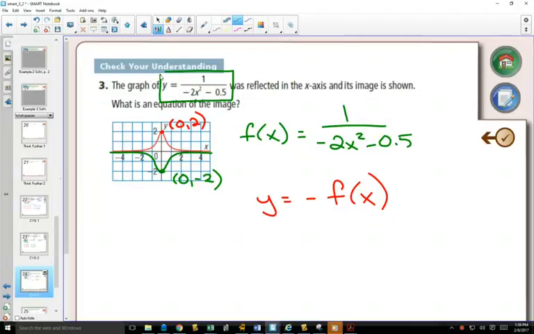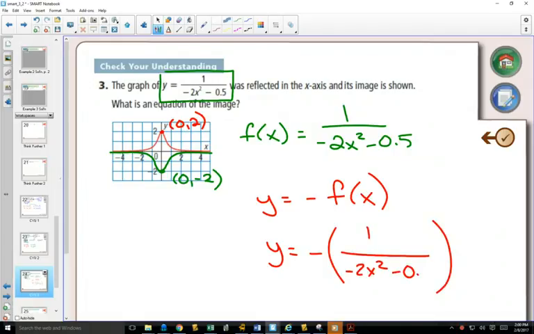So if we wanted to write our equation of our red graph, it's going to have a negative, and f of x, all of f of x, and I'll put it in brackets here, is what we started with. So I rewrote what we started with a negative outside of the graph.